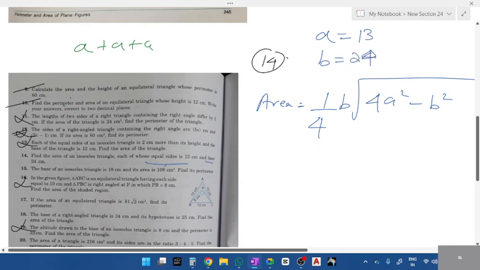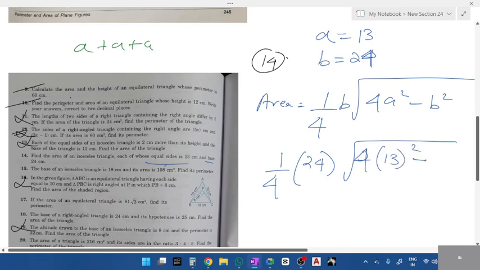See, for b, there are two named students. One is unequal side, the other one is base. Okay. Complete it. Substitute 1 by 4 into b is equals to 24, square root of 4 into 13 square minus b is 24 square. Complete this. 14th and 15th will complete, 17, 18.